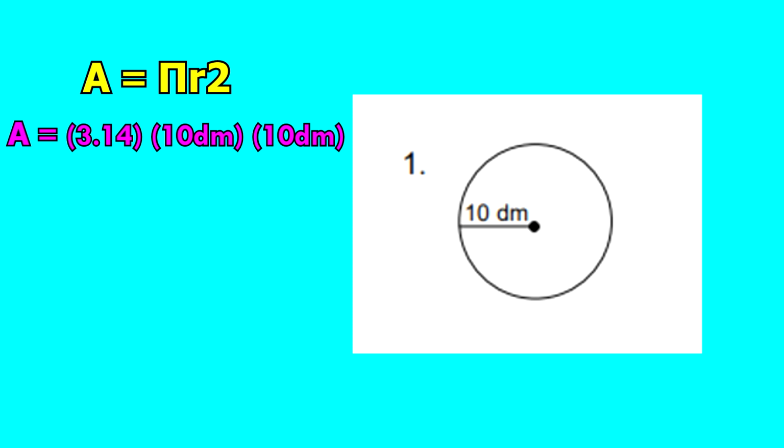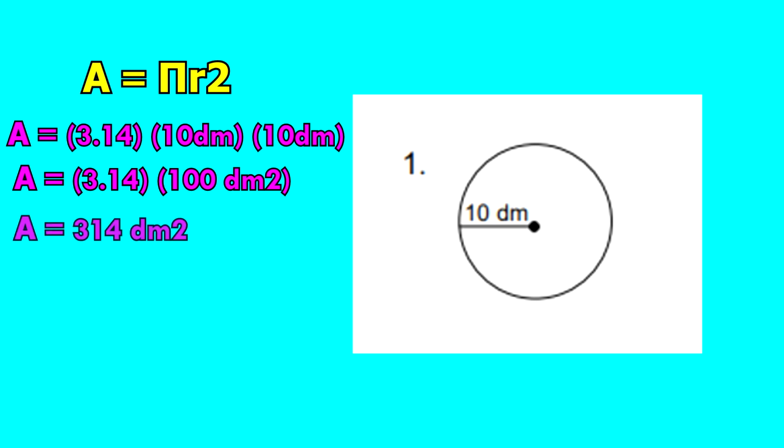First, we need to multiply 10 decimeter by itself, 10 decimeter. So, A is equal to 3.14 times 10 times 10, it's 100. Decimeter times decimeter, it's decimeter squared. So, 3.14 times 100 decimeter squared. Now, A is equal to 314 decimeter squared, because 3.14 times 100 decimeter squared is 314 decimeter squared.